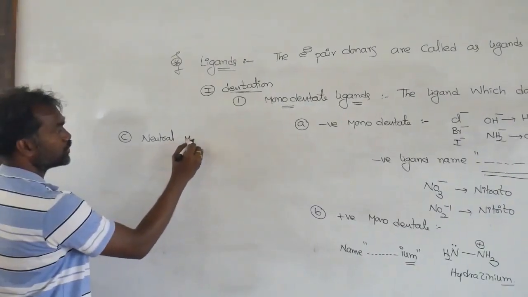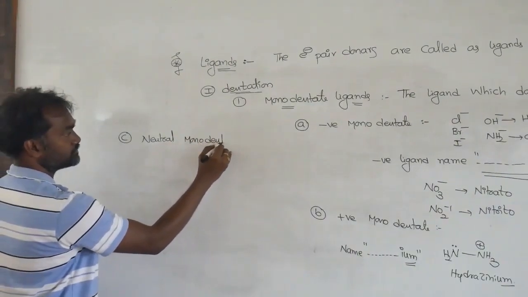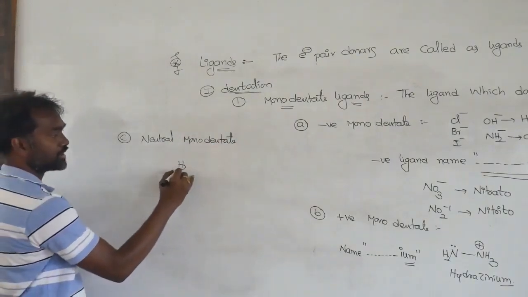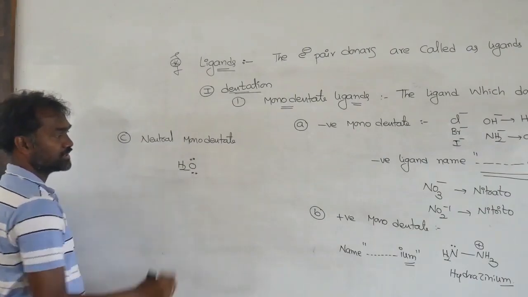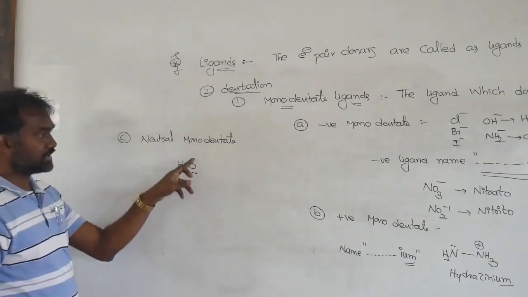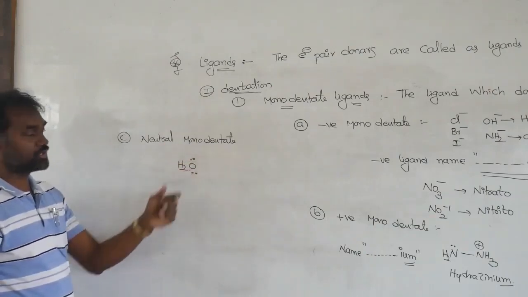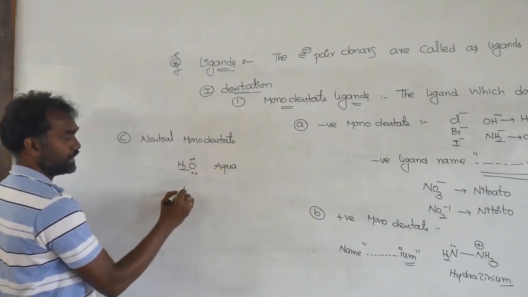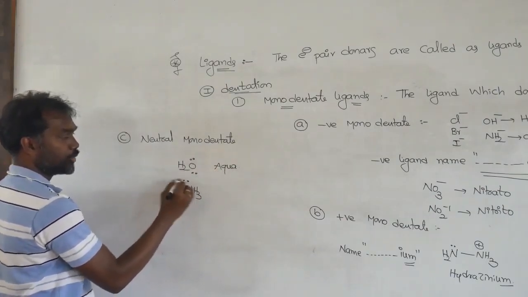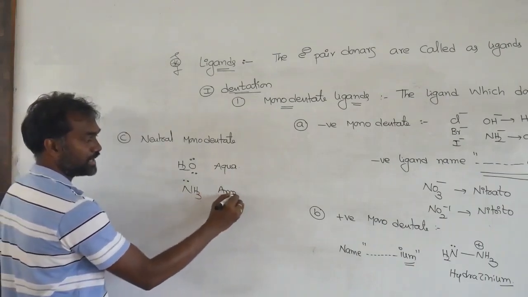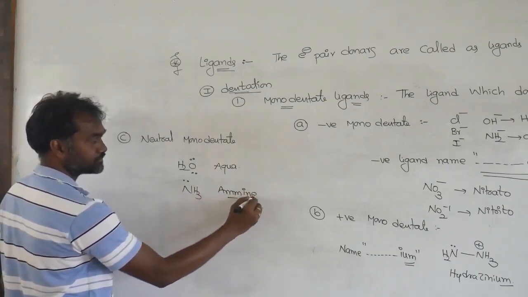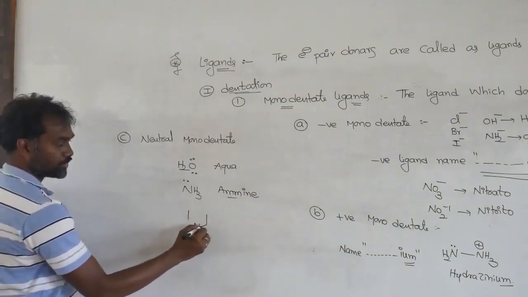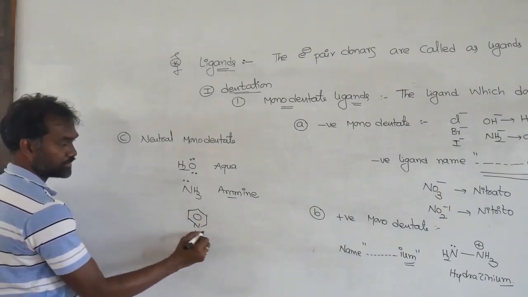So neutral monodentate ligand, you take water. Water contains two lone pairs. Lone pair means that is electron pair only donated to the central metal. So this is called as aqua. Next, NH3 ammonia, you called as ammine, A-double-M. So that example, suppose a pyridine. So organic based, so pyridine, PY.